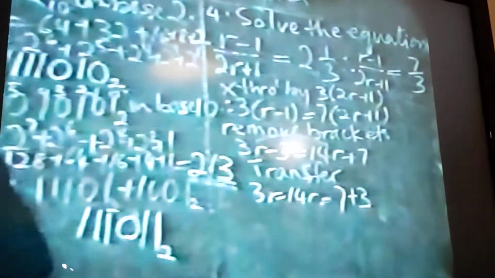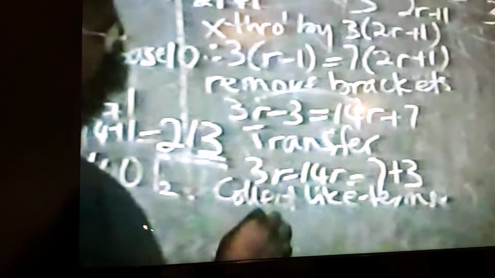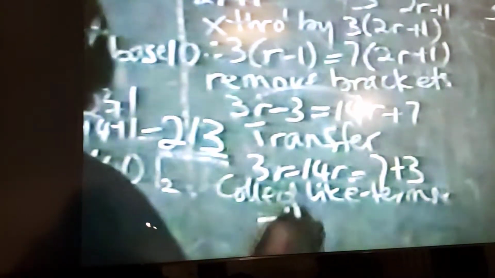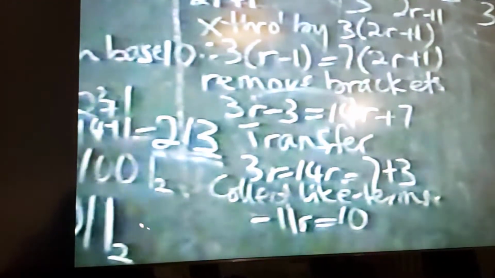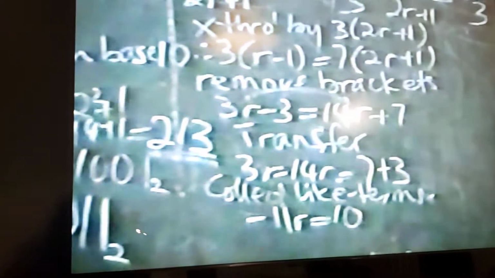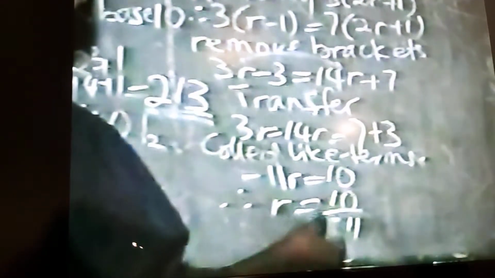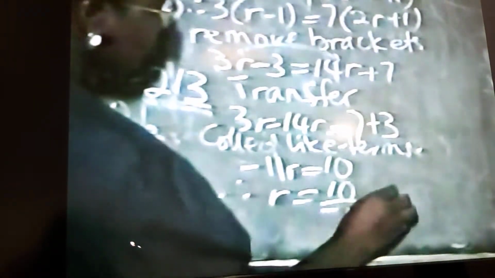Now we collect like terms. So 3r minus 14r will give us minus 11r, which is equal to 7 plus 3 as 10. And now we divide both sides by the coefficient of r, which is minus 11. Therefore, our r is equal to 10 over minus 11, which is simply negative answer, which is equal to minus 10 over 11.